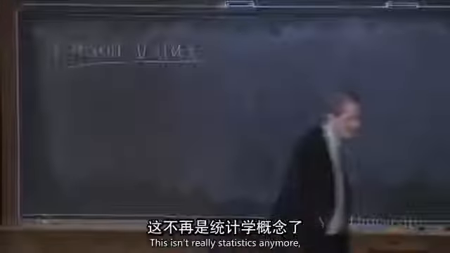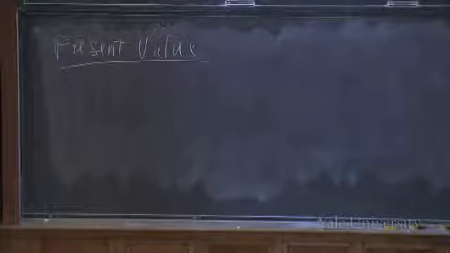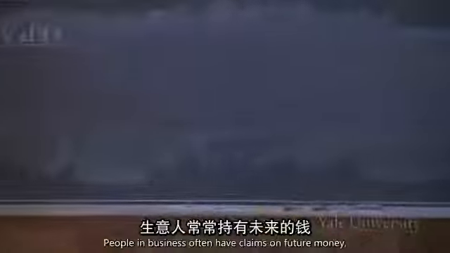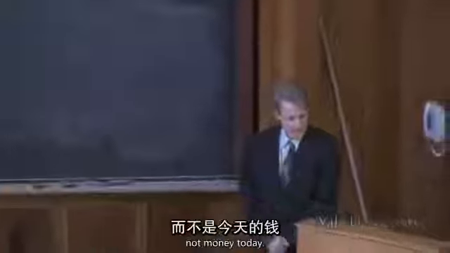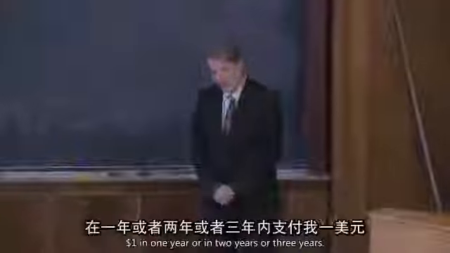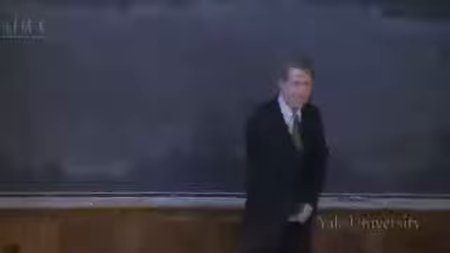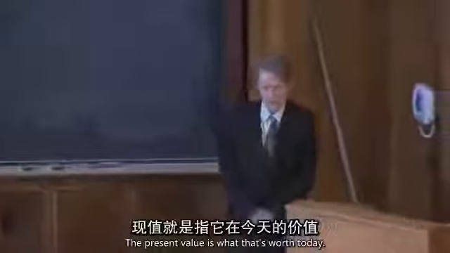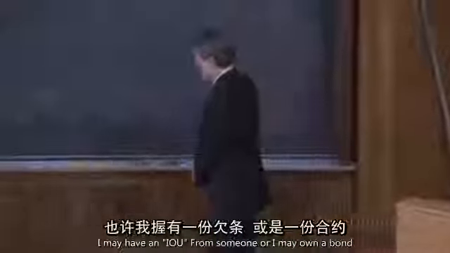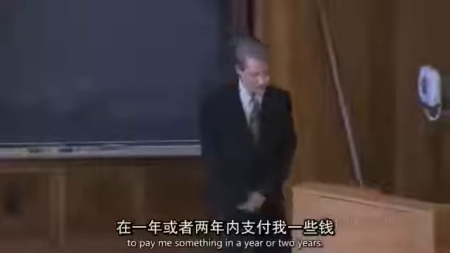This isn't really statistics anymore, but it's a concept that I wanted to include in this lecture. People in business often have claims on future money, not money today. For example, I may have someone who promises to pay me $1 in 1 year, or in 2 years, or 3 years, okay? The present value is what that's worth today, okay? So I may have an IOU from someone, or I may own a bond from someone that promises to pay me something in a year or 2 years.